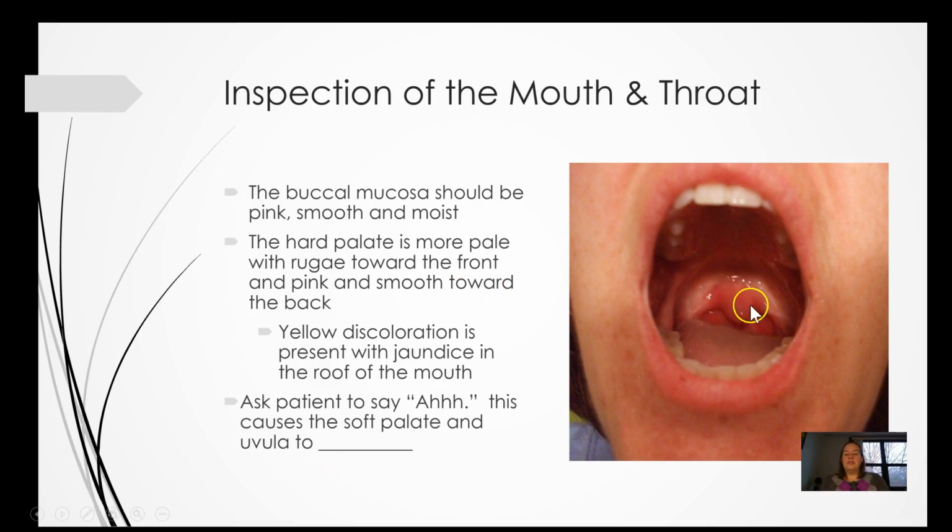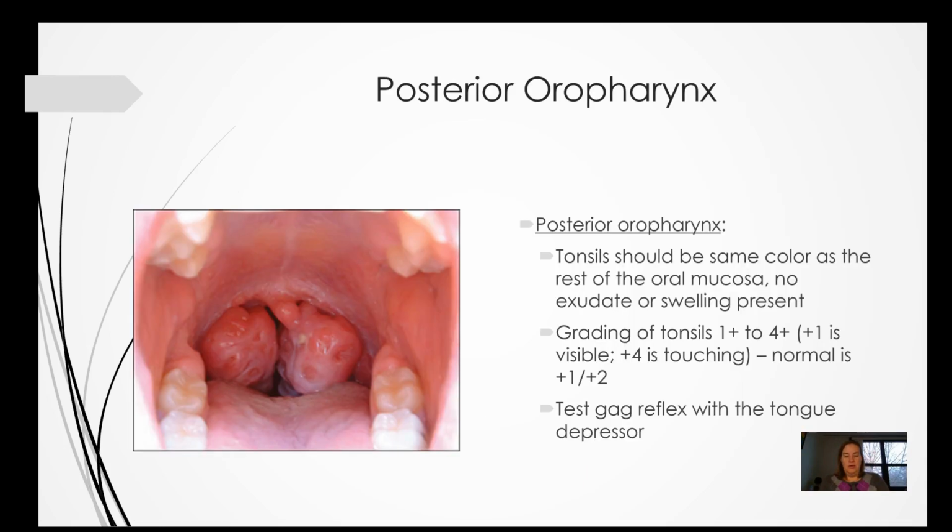This person is demonstrating a little bit of erythema in the back of their throat. You can see how it's red, a little bit more red where we're a little bit more pink here. The soft palate is more pale with rugae, and it gets darker as it goes back. We see this yellow discoloration of the hard palate in our darker skinned individuals, in the roof of the mouth, when they have jaundice. Asking the patient to say ah causes the uvula to rise, which is an example of cranial nerve number 9 being intact.